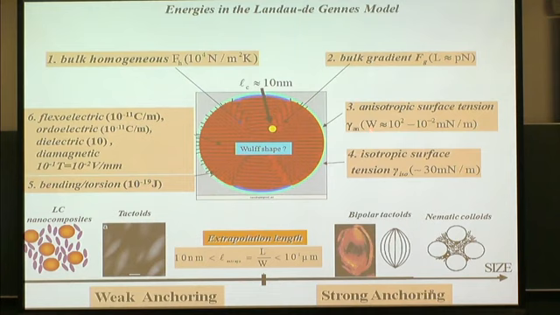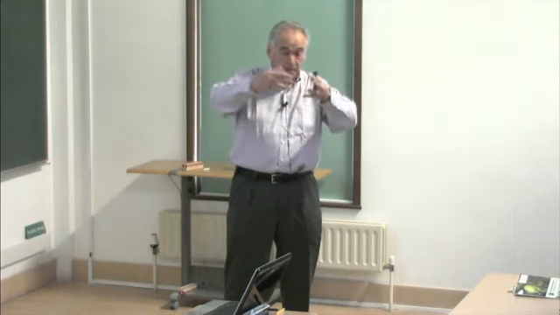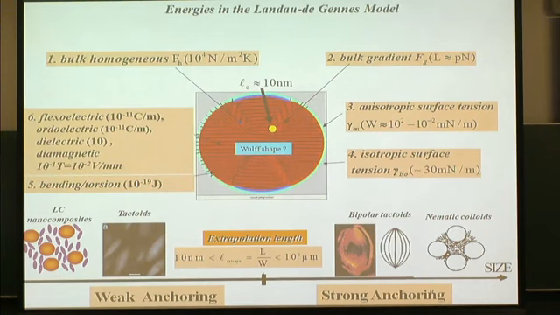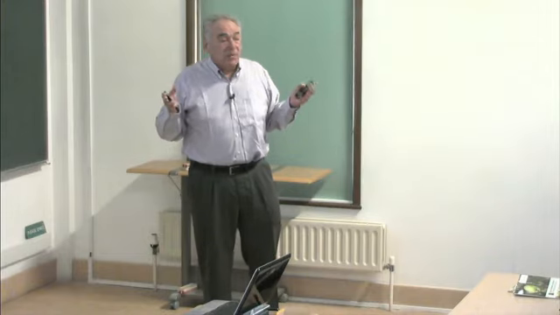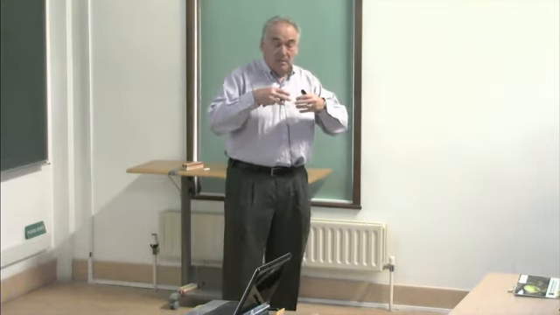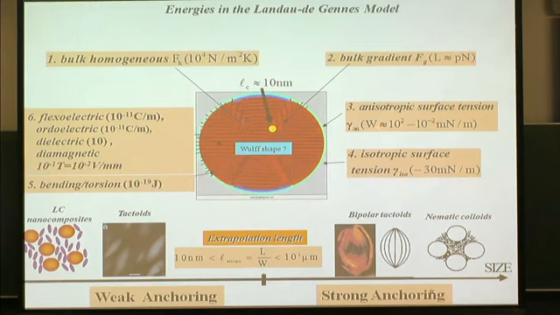It obviously depends on the substrate and the liquid crystal. It's all over the map, from 10 to the minus 2 to 10 to the plus 2. It depends on the surface and on the liquid crystal. These numbers are very difficult to get, and there are very few systems around. The best characterized are systems that are used in the display industry because they form the basis of everything. So anchoring and the gradient elasticity are the key numbers.